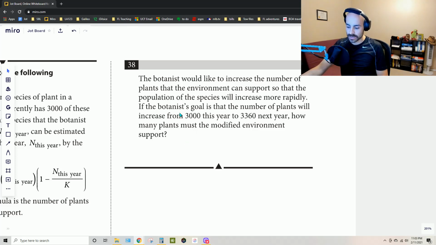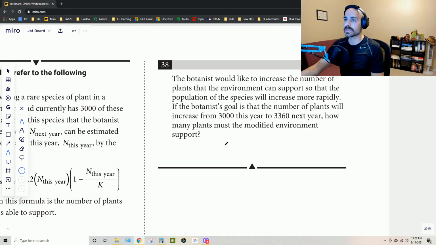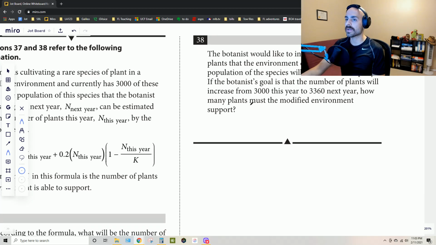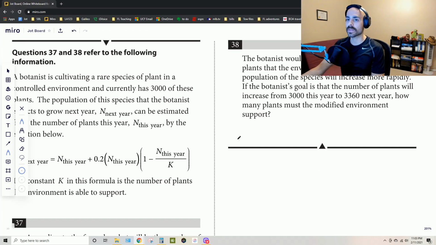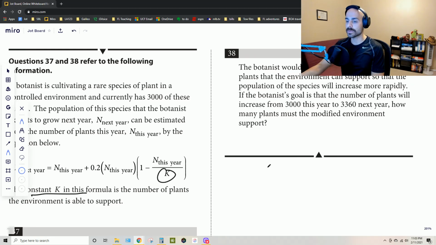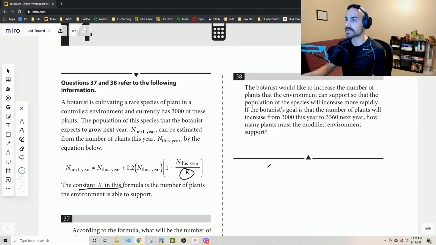All right, can we identify the right variable that we're leaving off the board? They want to increase the environment carrying capacity so that they can grow faster, and the total constant of the formula that the environment can support is k. They tell us that here. So when we rewrite this equation, it's k that we don't know.